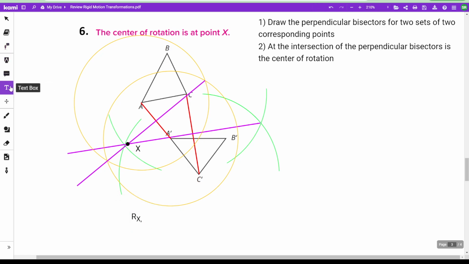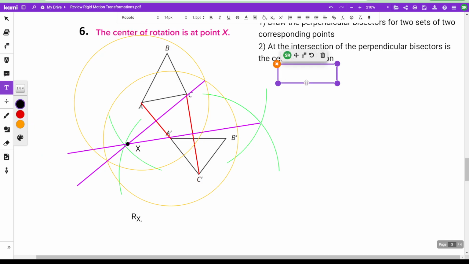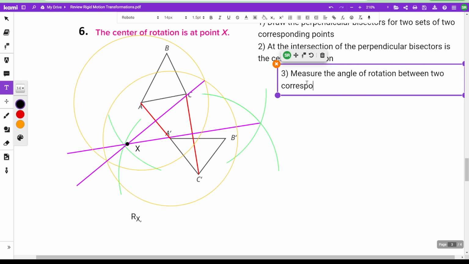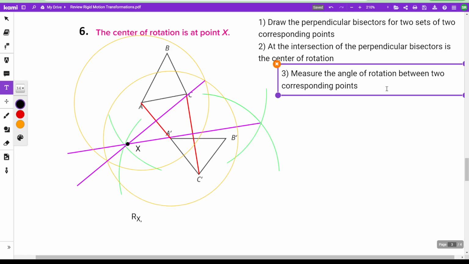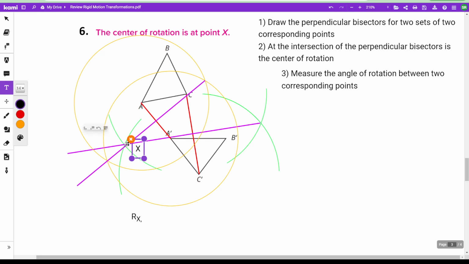And so that's going to lead us to our third step here, which is step 3: measure the angle of rotation between two corresponding points. So let's use A and A prime, for instance, two corresponding points. In order to measure the angle between A and A prime, or in other words, the angle in which A was rotated to become A prime, we're going to make a line segment from the center of rotation to A and another line segment from the center of rotation to A prime, and then measure the angle between them.